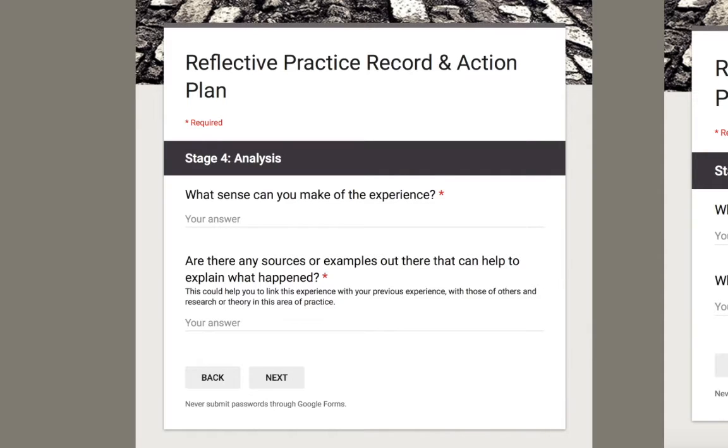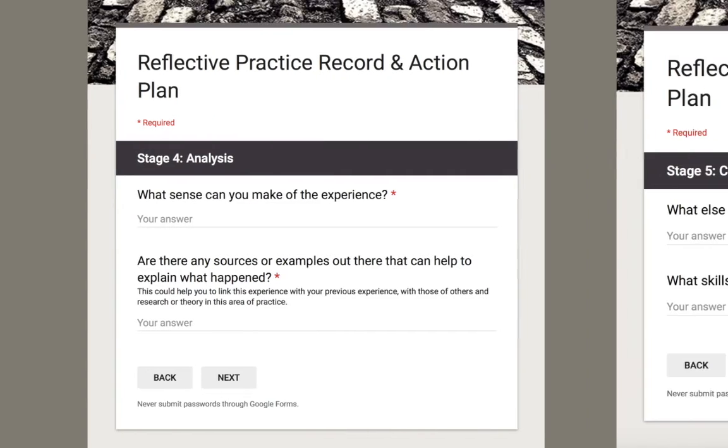So it asks me to identify any sources or examples out there that could help me to explain what had happened, and this includes my own experience, but also looking at some of the latest research or theory in this area of practice. Again, this goes back to the barrier of you not being able to reflect or use reflection effectively, or build from it in particular, if you don't have the knowledge of what alternatives are already out there.